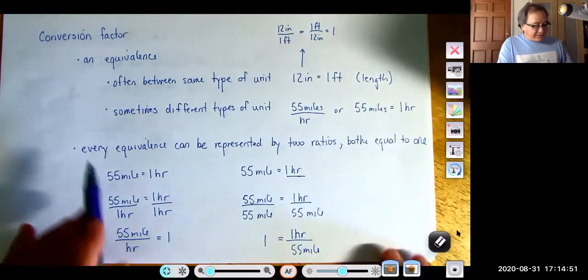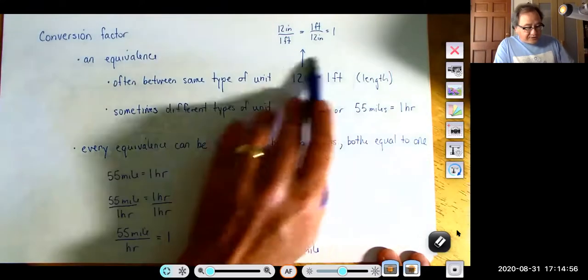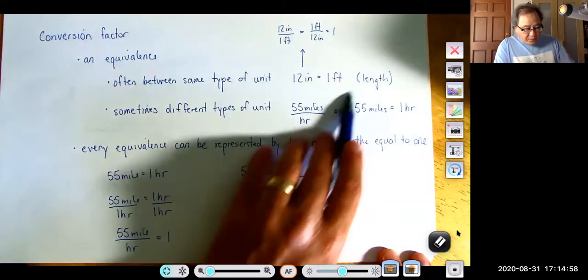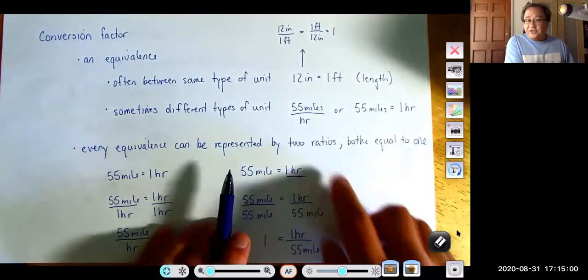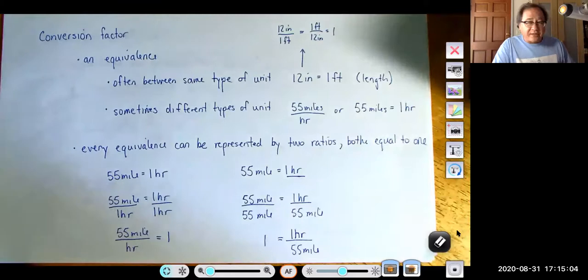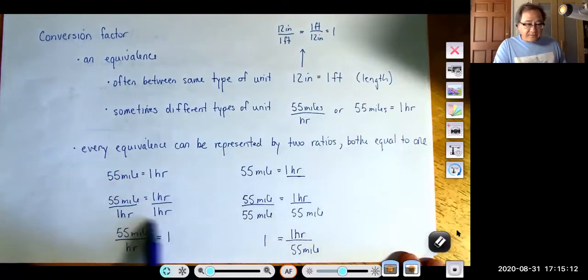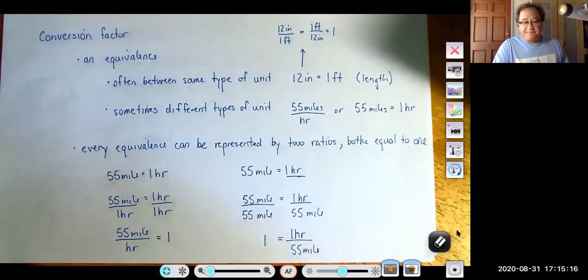Every equivalence can be represented by 2 ratios. So when you have this, 12 inches equals 1 foot, or 55 miles per hour, you can write it as 2 ratios, and both are equal to 1, so that we can use them because of the identity law. So here, if I start off with 55 miles equals 1 hour, divide each side by 1 hour, and simplify, I get 55 miles over 1 hour is equal to 1.